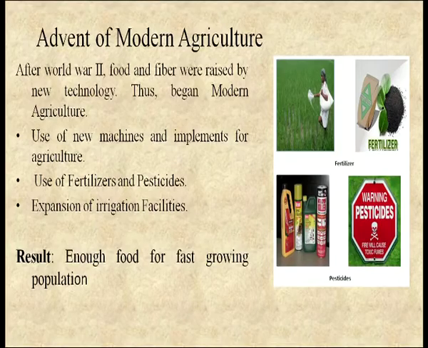Now come to the advent of modern agriculture. After World War II, food and fiber production was raised by new technology, and thus began modern agriculture. Use of new machines and implements for agriculture, use of fertilizers and pesticides, and expansion of irrigation facilities resulted in enough food for the fast growing population.